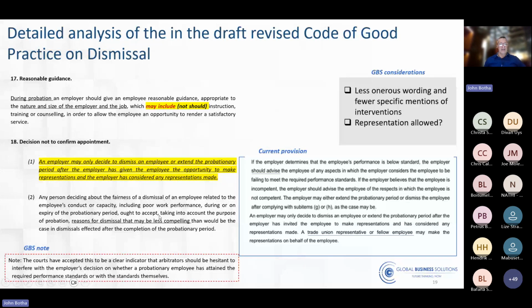Interestingly, in the wording of the draft code, it says the courts have accepted this to be a clear indication that arbitrators should be hesitant to interfere with your decision as an employer on whether the probationary employee has attained the required standards. In other words, the Code of Good Practice on Dismissal is saying to commissioners, stand back. In the probationary period, the employer is best positioned to determine whether or not someone is performing or suitable, unless the employer dismisses them for factors unrelated to performance and unrelated to their suitability. You should not get involved in the decision of the employer.